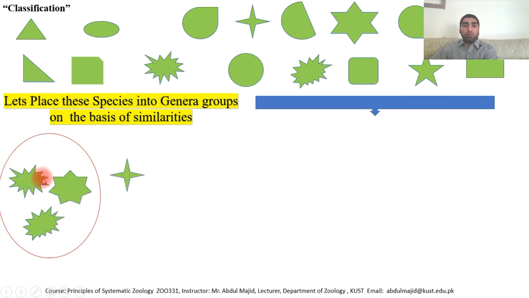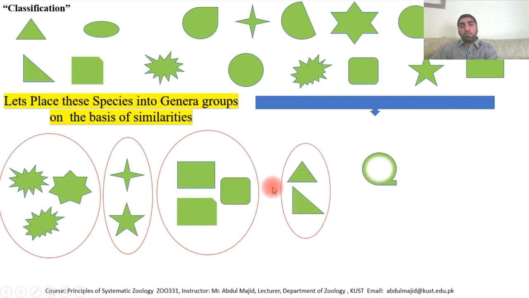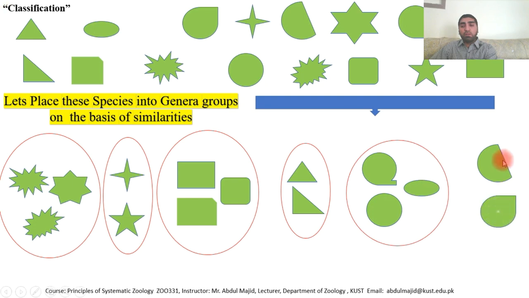Then we go for the other one, these two, because they have a bit of similarity with each other, so we place them in another group. And then we go for the rectangular one and we place them in another group. And then we go for the triangular one and we place them in another group. And then we go for the spherical one, so we place them in another group. And then we go for this one. These are not circles, okay? So we place them in another group. They are not circle, they are not rectangular, they are not triangular, they are not star shape. They have a bit different form, so we place them in another group.